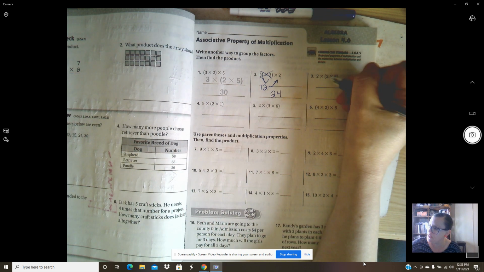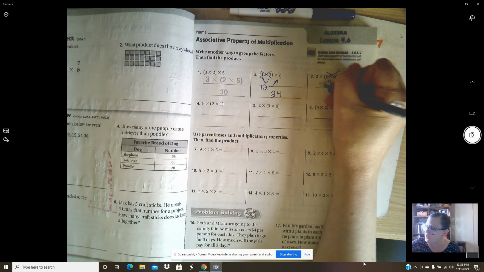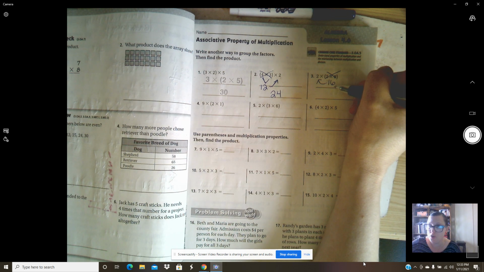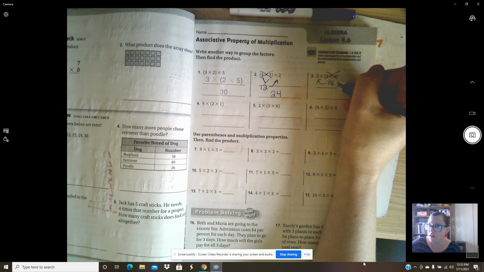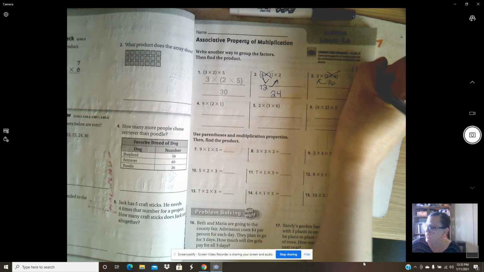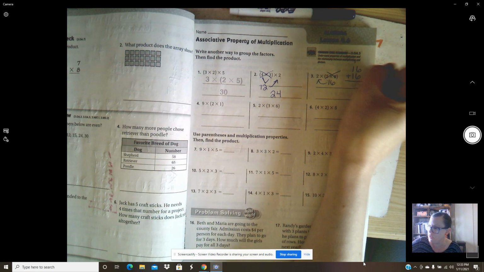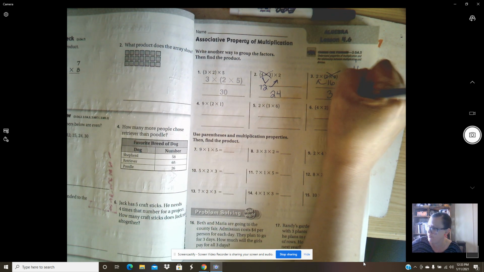Let's do one more. This one, they put parentheses around 2 times 8. So you do that one first. 16. Then you have to do 16 times 2. Now this one is a little hard because you don't want to count by 2 16 times. But remember, all multiplication is repeated addition. So 16 times 2 is the same thing as 16 plus 16. And when you add that up, you get 32.